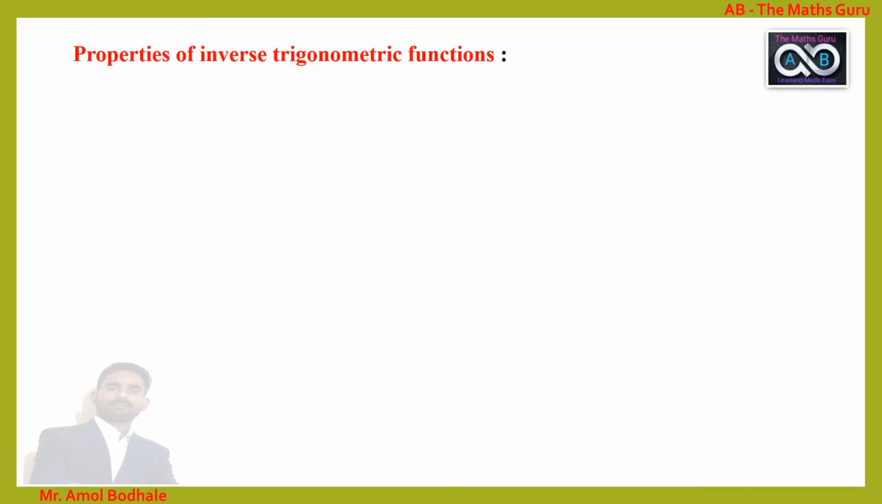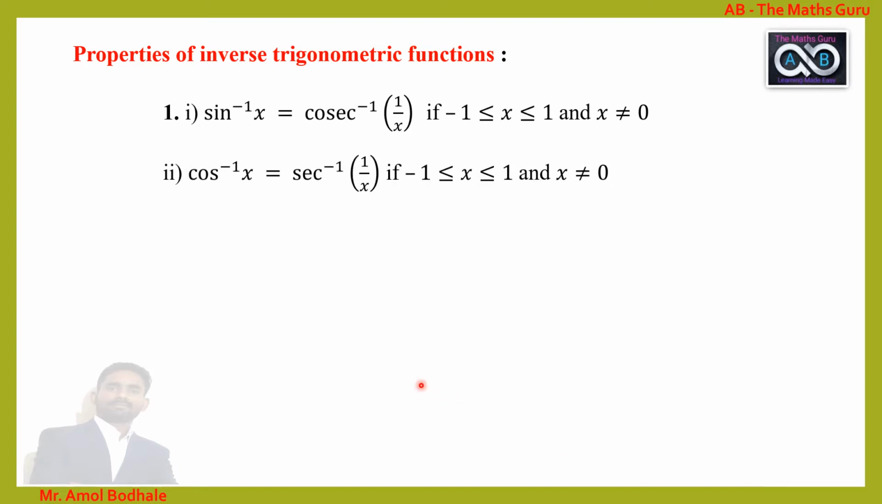Let's see the properties of inverse trigonometric functions. The first one, sine inverse of x is equal to cosec inverse of 1/x, where x belongs to -1 to 1 and x is non-zero. Second one, cos inverse of x is equal to sec inverse of 1/x, where x lies between -1 to 1 and x is non-zero.